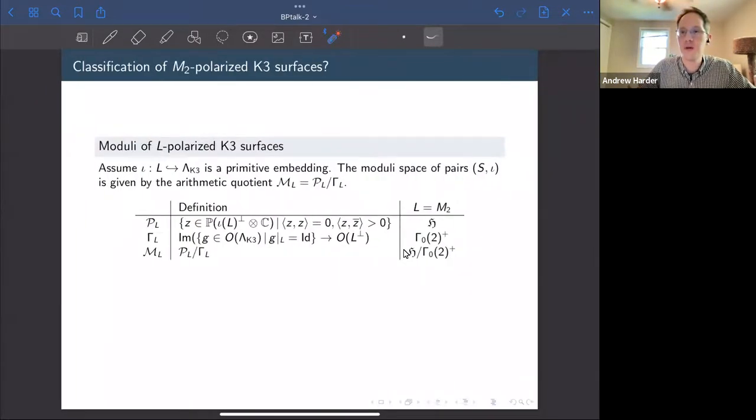So then I just take the quotient to get my moduli space or period space of K3 surfaces. And this turns out just to be, in our case, just a standard modular curve. So something that I think most people are fairly familiar with, certainly if anyone's in this audience.